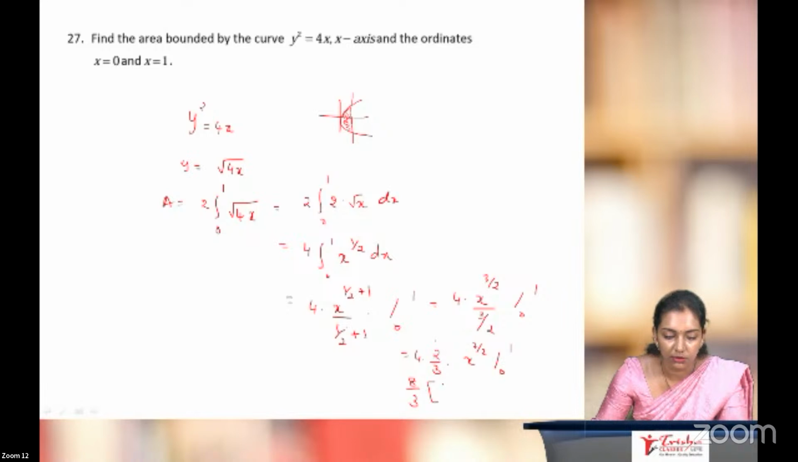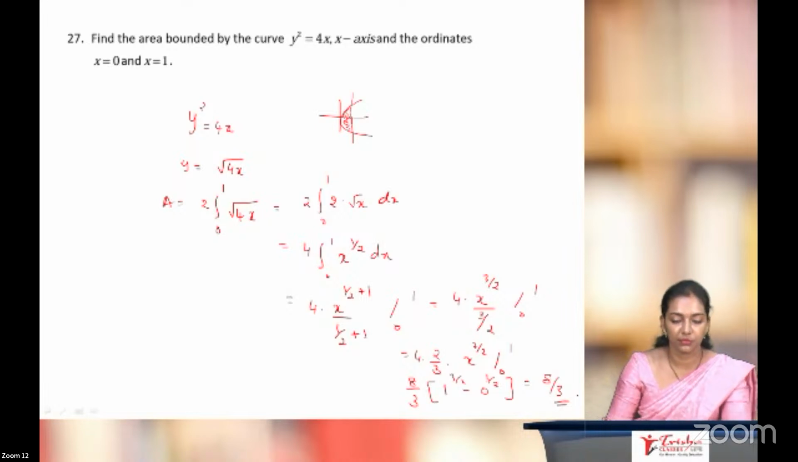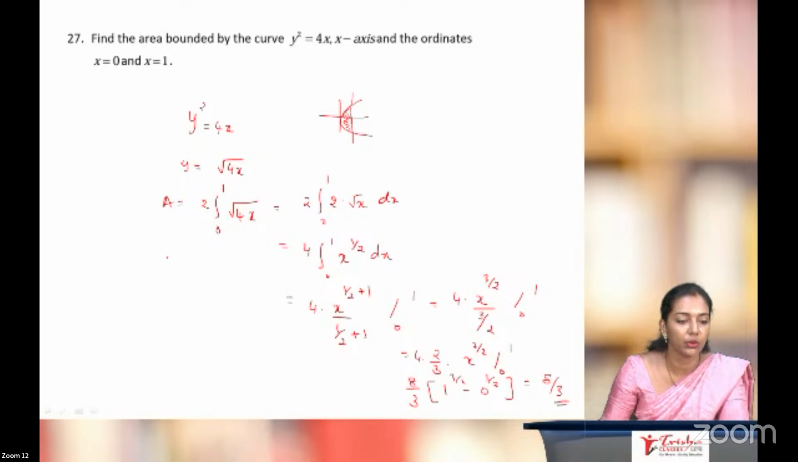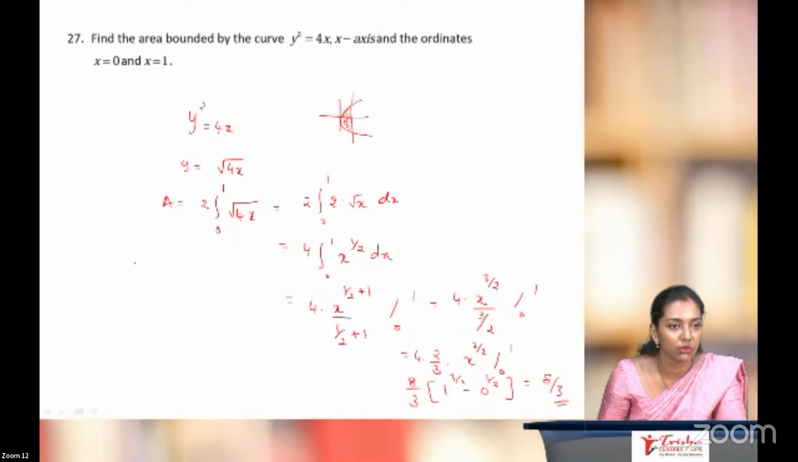It is 1 to the power 3 by 2 minus 0 to the power 3 by 2, so the answer is 8 by 3. Okay, please go through questions under this kind, area bounded by the curve. There is one exercise under this, so one question under this concept will be asked.